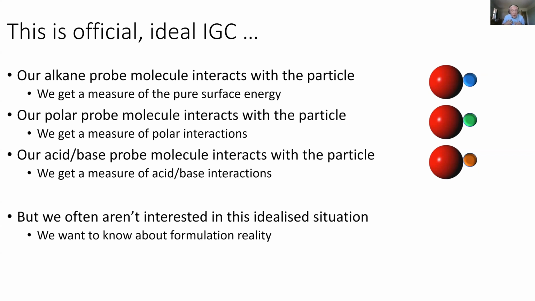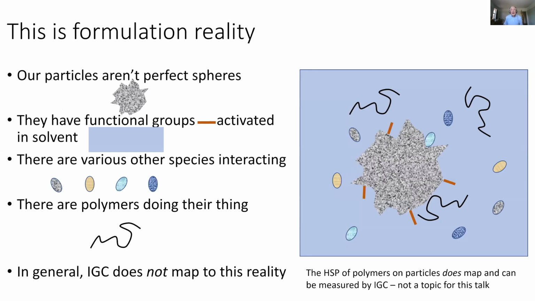We, and particularly me, want to know about formulation or reality. So our particles, and I'm talking about particles here, aren't like this at all. They're more like this. Our particles aren't perfect spheres. Okay, I'm exaggerating here. They're not as bad as this, but you get my point. Our particles have functional groups attached to them, often activated in solvent. Yes, they might be nice silanes. Everyone knows about those, but there's more to life than silanes on particles. We have the solvent around, there are other species interacting, and there are polymers doing their thing.